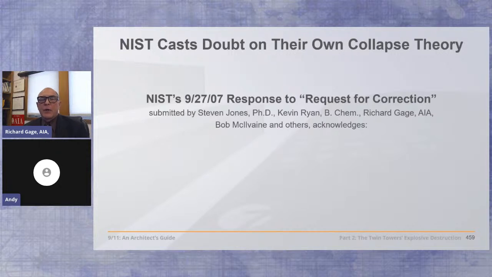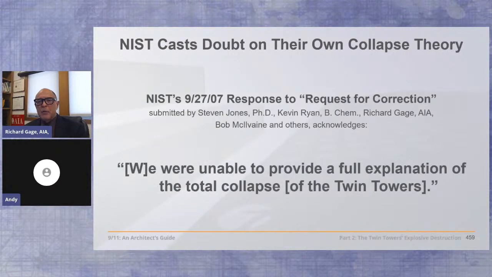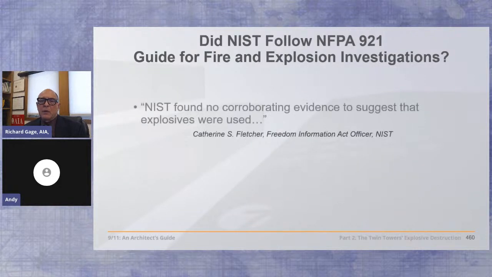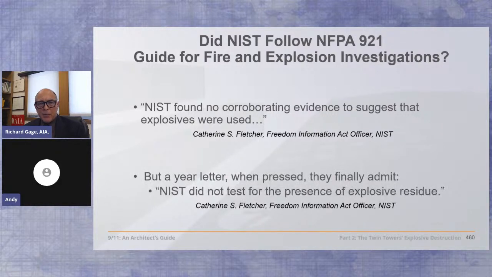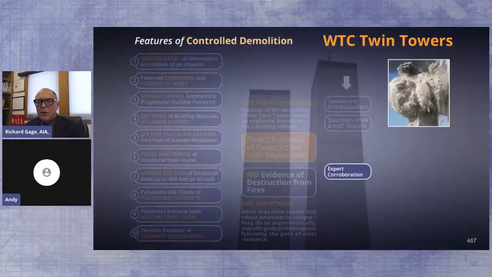So we submitted a request for correction, which you can do with agencies that commit fraud like this. And they write back, well, we were unable to provide a full explanation of the total collapse of the Twin Towers. All they did was speculate. And they admitted in their response, they found no corroborating evidence to suggest that explosives were used. Okay, well, did you look? They finally admit that they didn't test for the presence of explosive residue. That is insincere at best. You can't find what you won't look for.